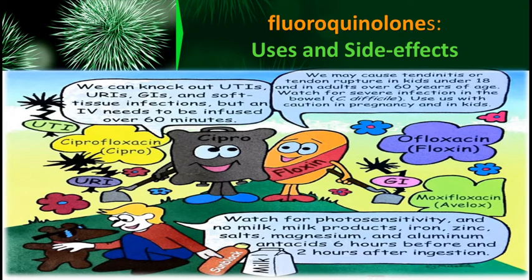So what are the indications of your fluoroquinolones, by the way? Actually, they can knock out the UTIs. As you can see in the image here, they're given to conditions like your UTI, urinary tract infections, or any infection affecting your urinary tract, and also for upper respiratory tract infection and other conditions that affect your GI system and your soft tissue infections.